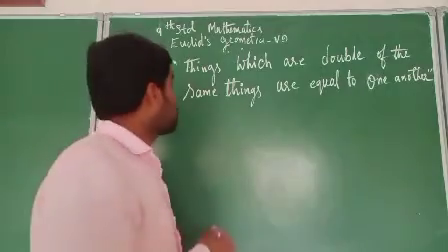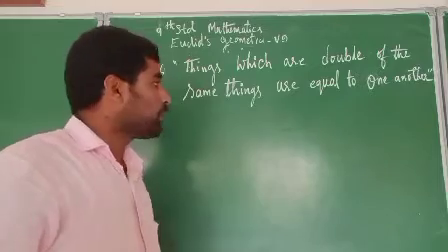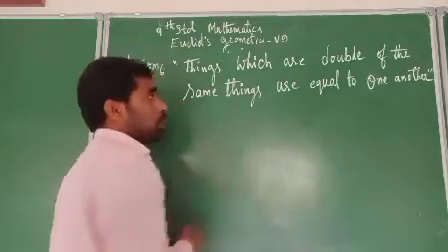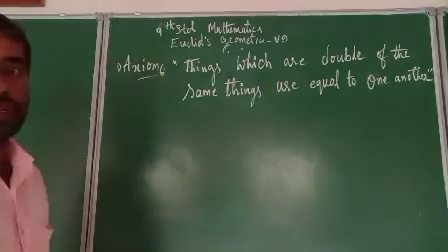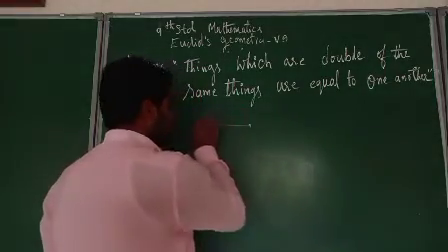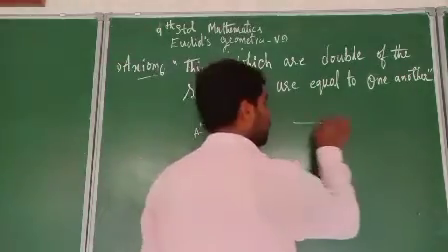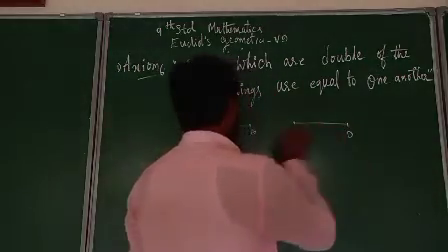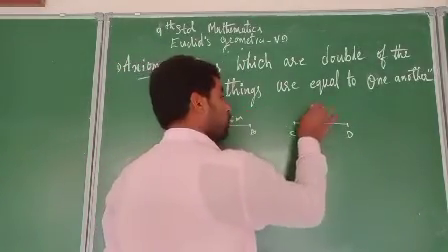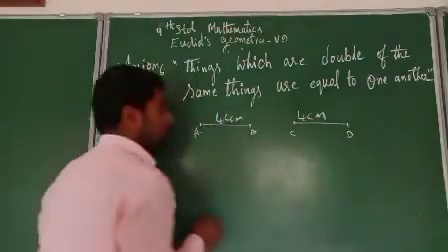Dear students, now come to this one. Things which are double of the same things are equal to one another. For example, this is axiom 6. Here I'll take a line segment AB and CD. AB is equal to 4 centimeter and CD is equal to 4 centimeter. Now we are going to double both the things.